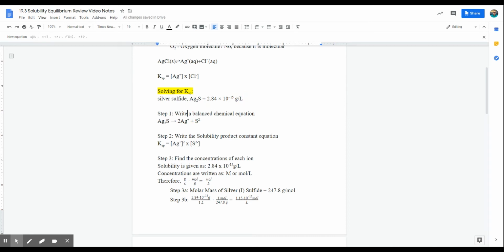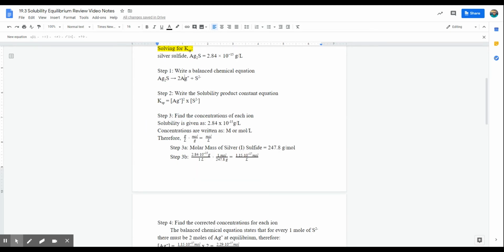So first step, go ahead and write the balanced chemical equation. So you write silver 1 sulfide, and in order for the charges to cancel, silver 1 is a +1, and you need 2 of them. So that's why I wrote a 2 as the coefficient. And then you have a sulfide ion. It has a 2 negative charge. So this is your balanced chemical equation.